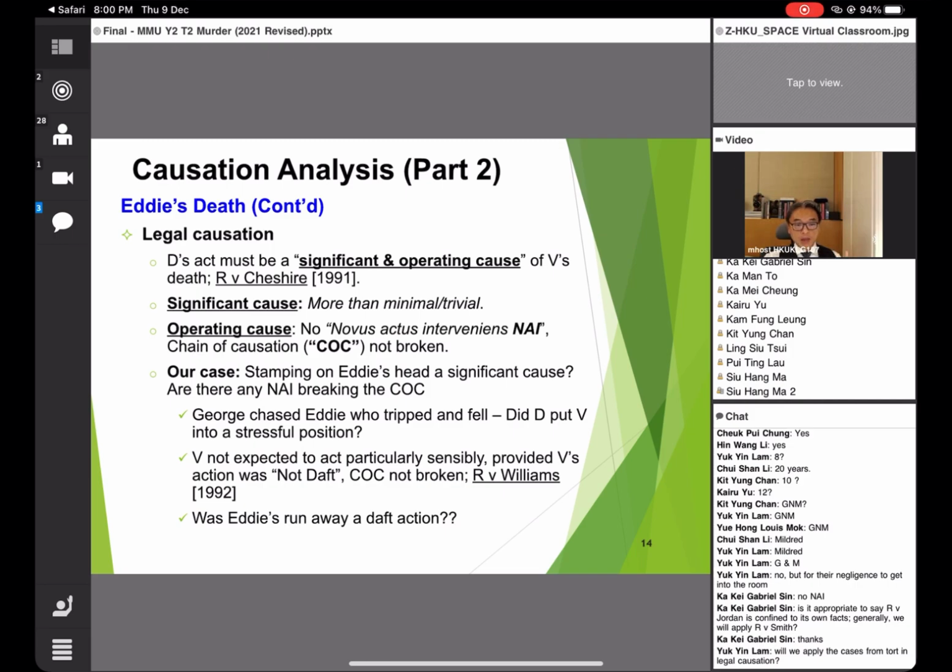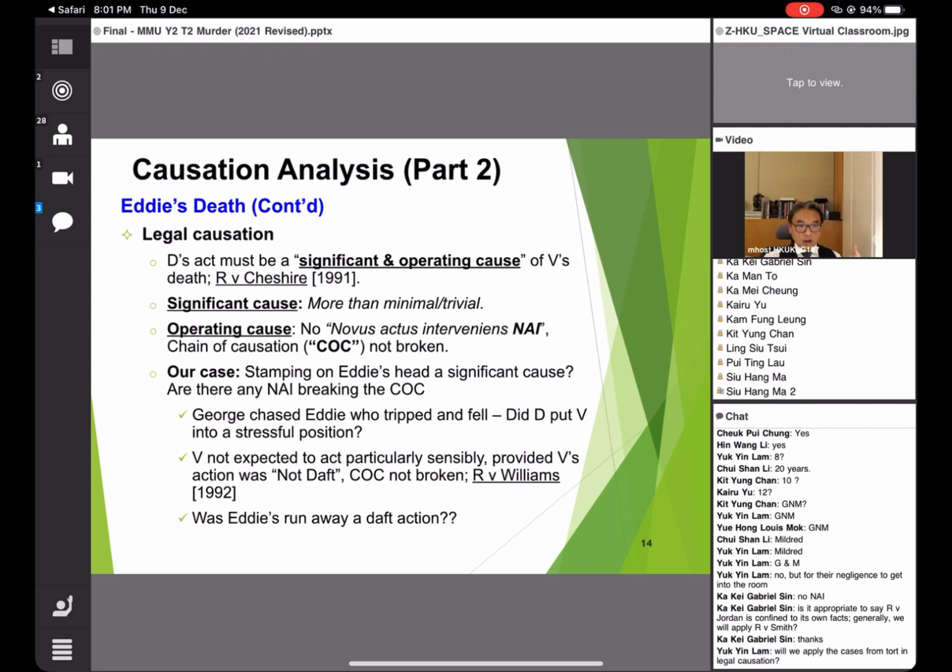Now, do you think stamping on Eddie's head by George is a significant cause? I would argue that's the case. I would argue it is a significant cause. Are there any NAI that would break the COC? Let us look at that.